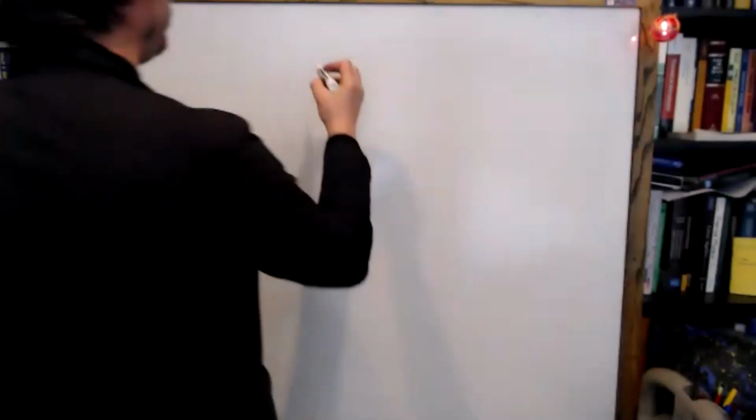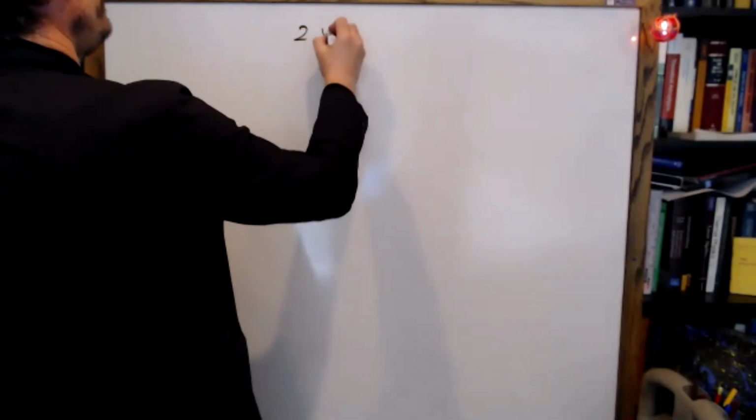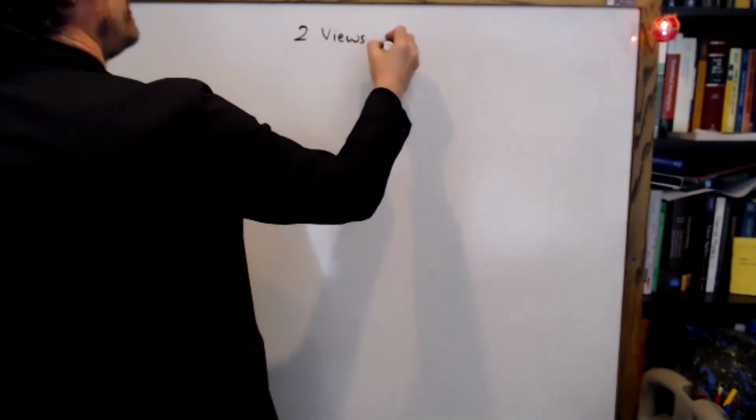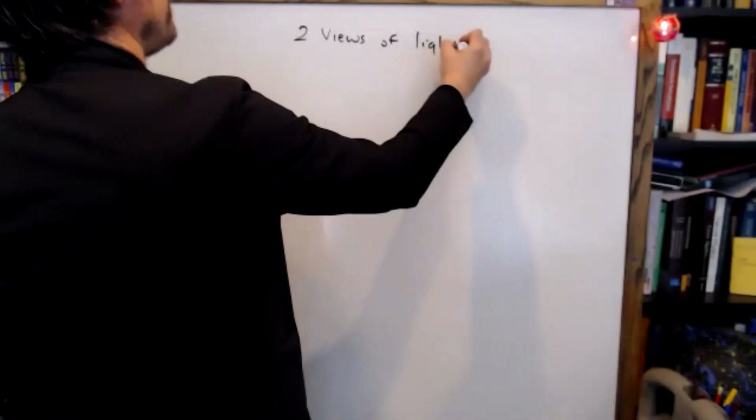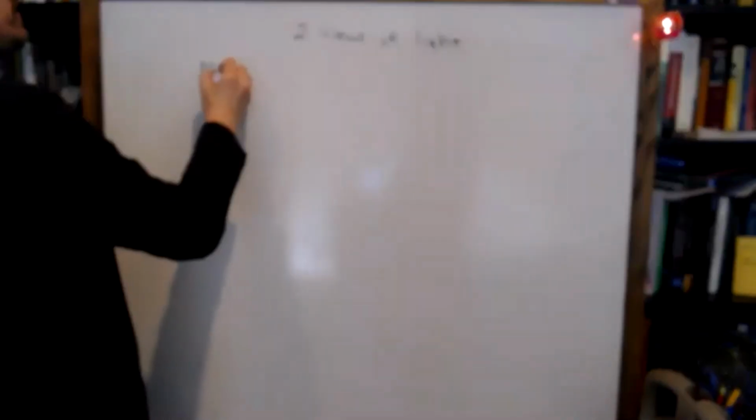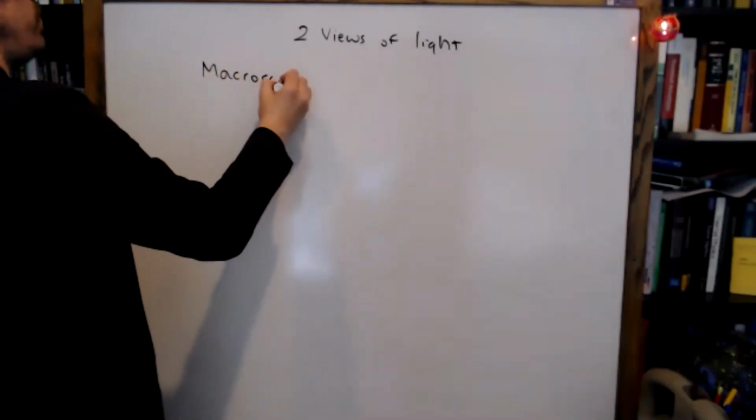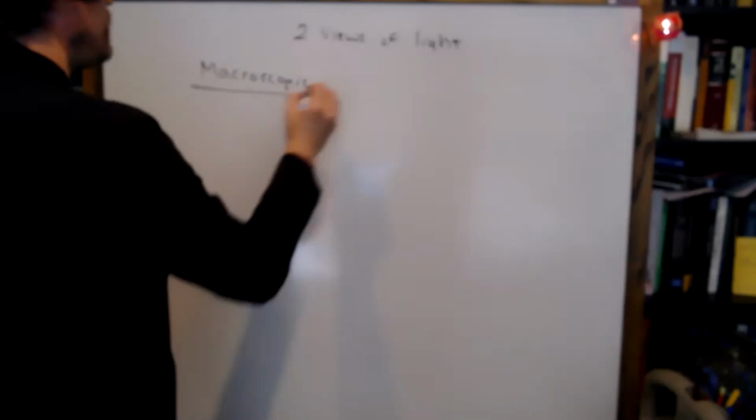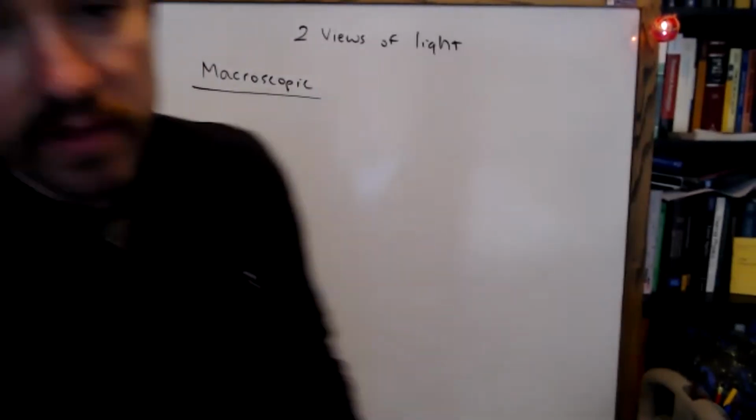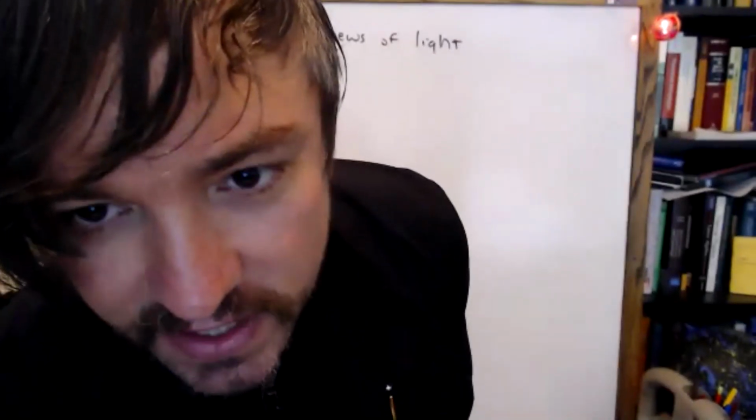Okay, so when we deal with light, we can deal with light in a macroscopic or a microscopic sense. So there are sort of 2 views of light that we need to consider. If we want to deal with the macroscopic world, here's a picture of dealing with the macroscopic world.